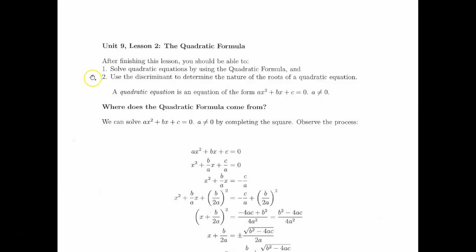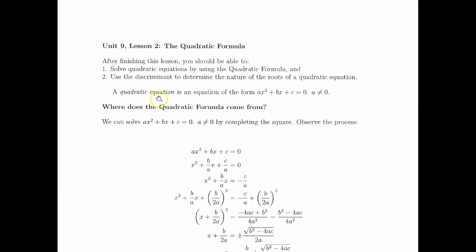After finishing this lesson, you should be able to solve quadratic equations by using the quadratic formula and use the discriminant to determine the nature of the roots of a quadratic equation. And the word roots is another way of saying solutions to a quadratic equation.